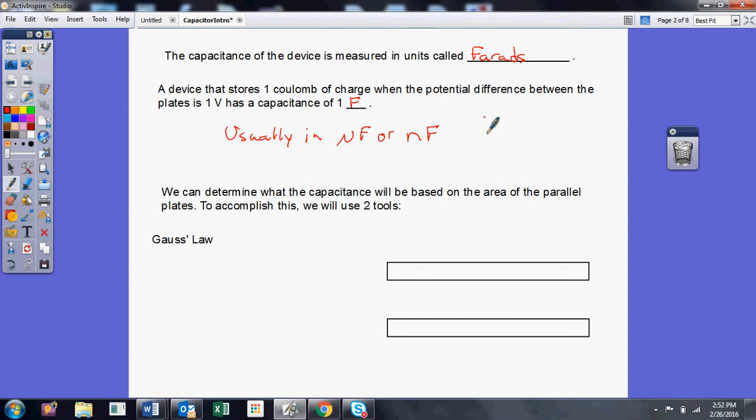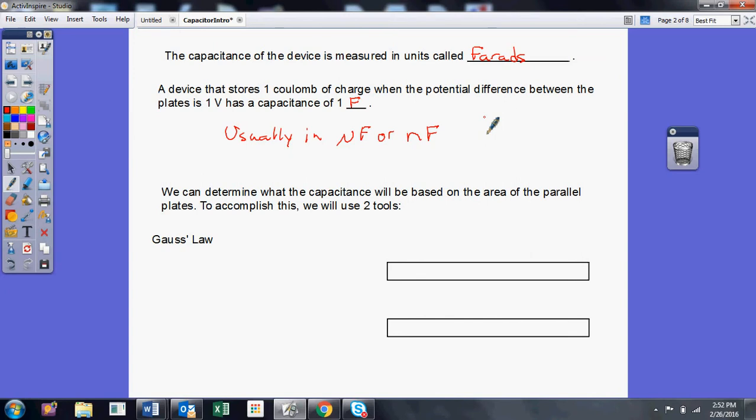Now we can determine the capacitance based on the area of the plates and the distance between them. We got an inkling of that in the lab, where in the simulation you changed the area of the plates and you changed the separation distance, and you saw what effect that had. So we're going to derive that formula theoretically. We have two tools. We're going to use Gauss's law first.